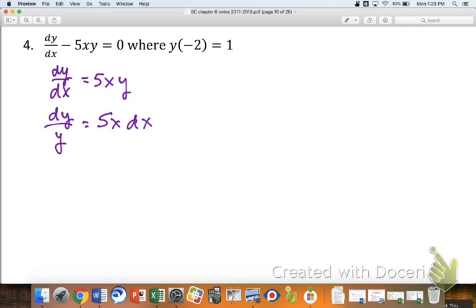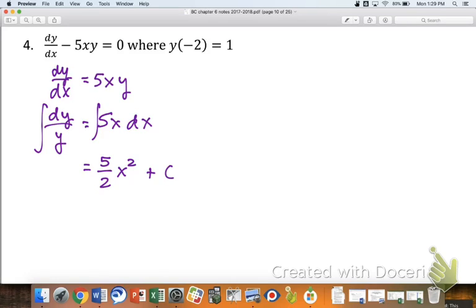Once I've separated the variables, the next step is let's get rid of those differentials by doing some antiderivatives. Yep, let's make them integrands. So I'm going to integrate both sides. On the right side, it's a straight up power rule, so it'd be 5/2 x squared plus c.